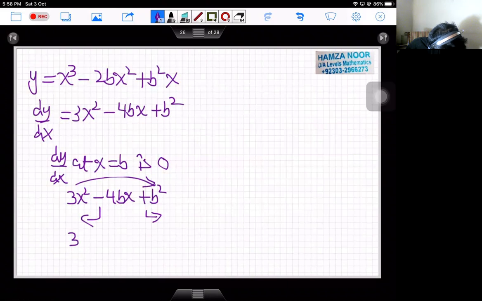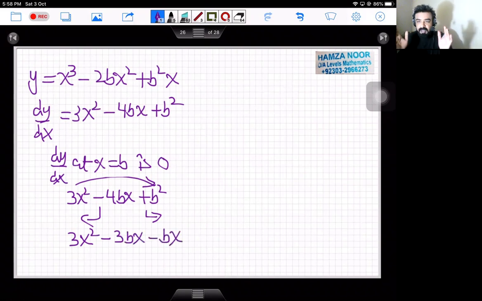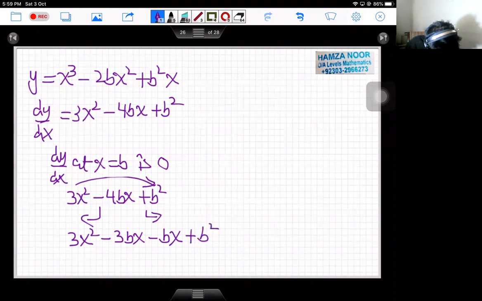So what happens is that 3b square can be written as 3x square minus 3bx and minus bx. When minus 3b and minus b are multiplied, this will give you 3b square, but when they are added, they will give you the middle term, which is minus 4b. This is a way of doing factorization which you are studying since O levels. And here you go, equal to 0.